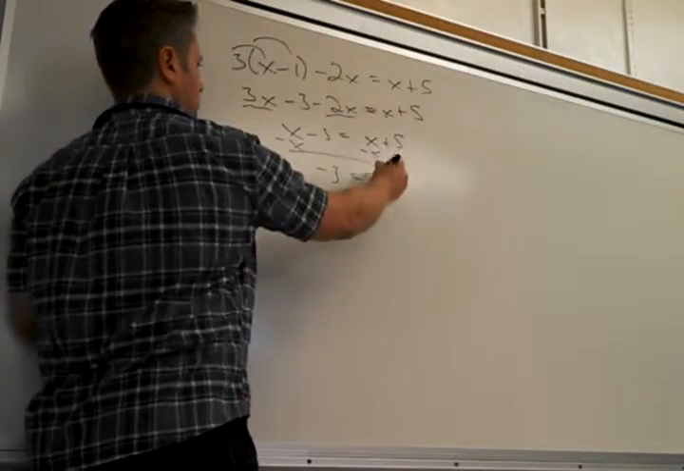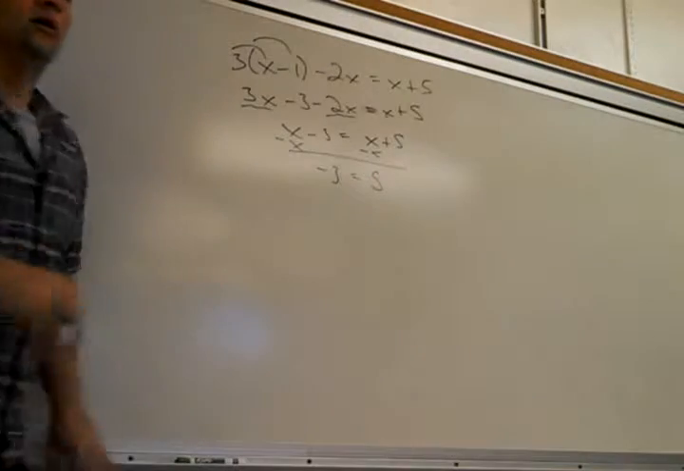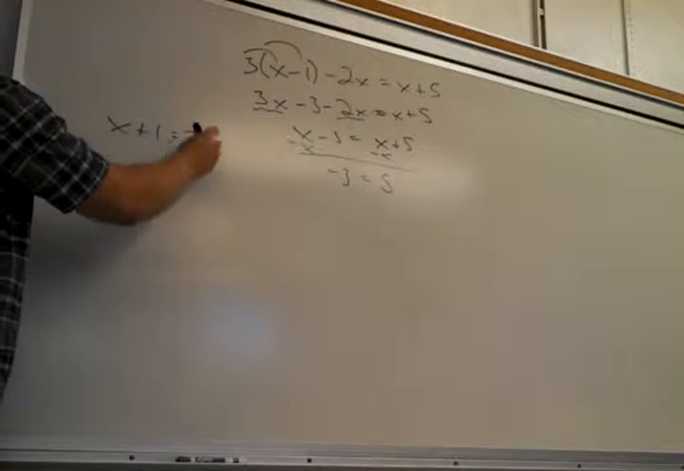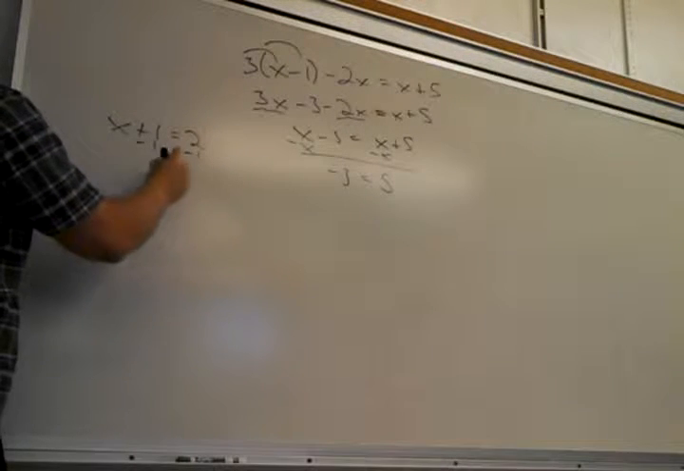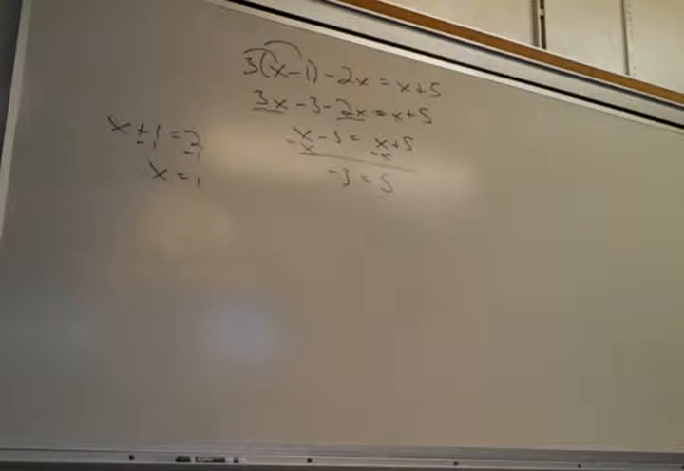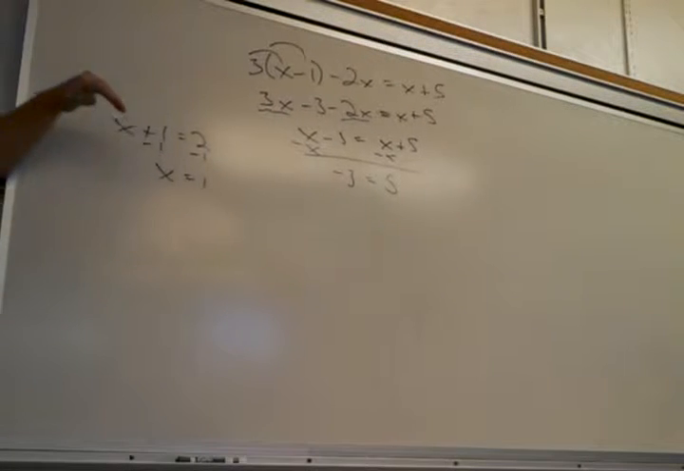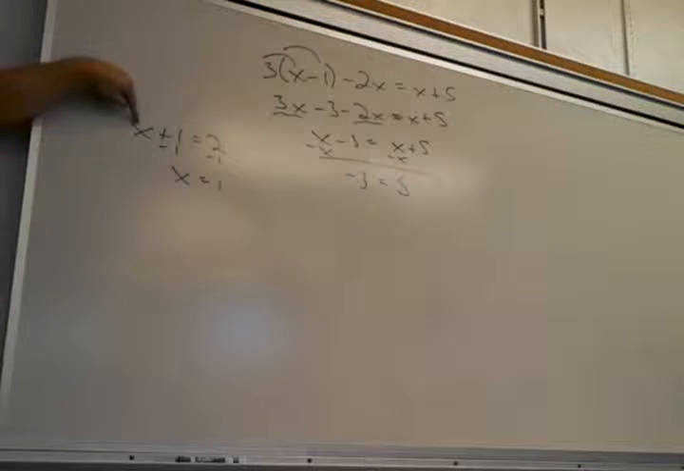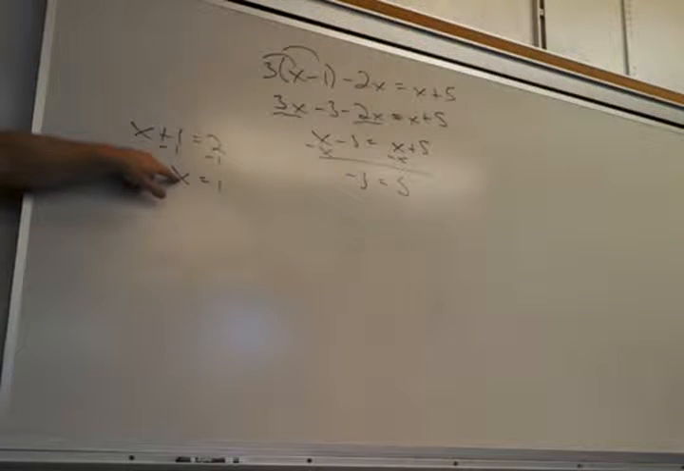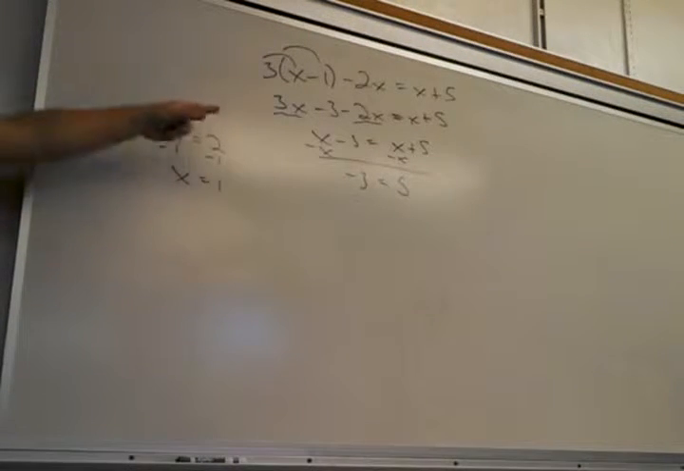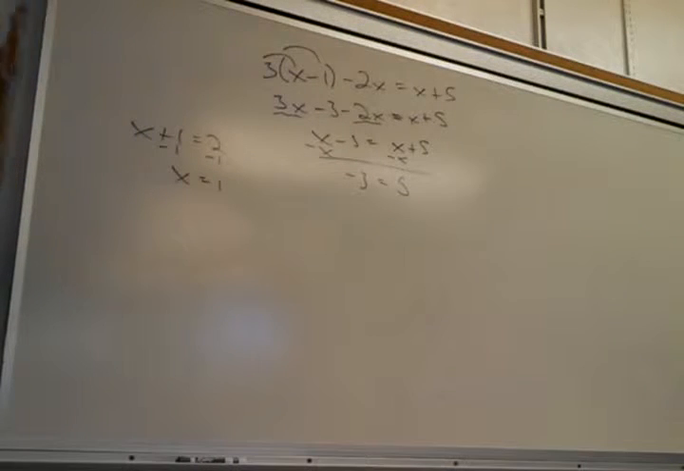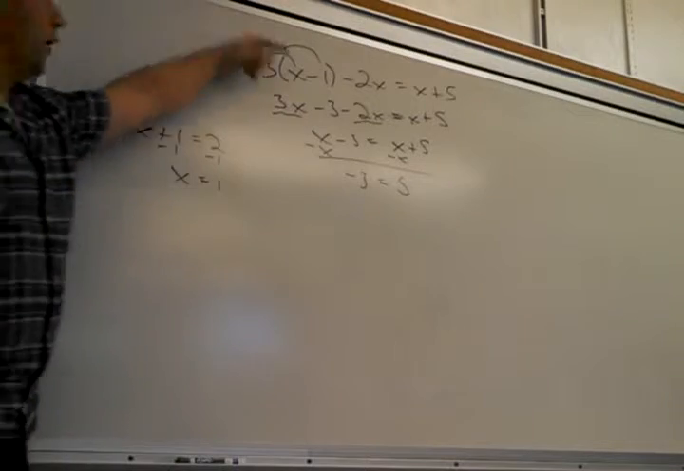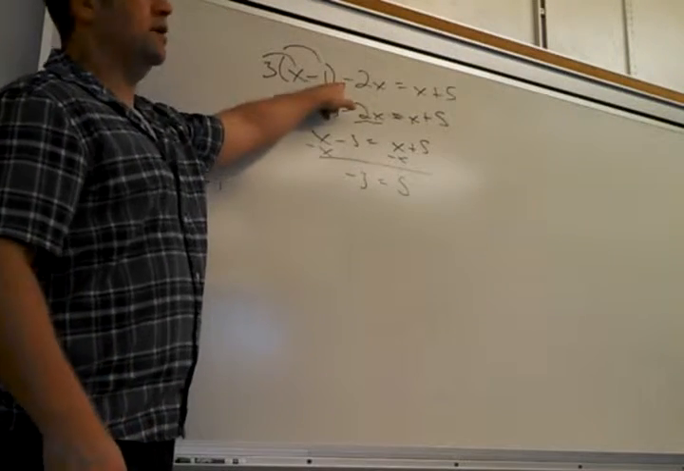Negative 3 equals 5. So the right way to read this, when I solve a normal little equation, is that when we get to the answer, we actually say, when this is true, then this is true. So sure enough, when x is 1, then x plus 1 must be 2. We don't normally say it like that, but that's really what's going on.